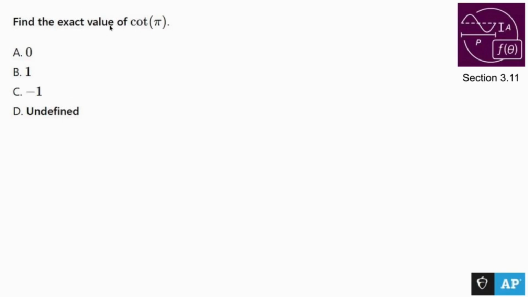Find the exact value of cotangent pi. What's cotangent? Oh, cotangent is the same as 1 over tangent, but it's also the same as cosine over sine. So cotangent pi is the same thing as cosine pi over sine pi.